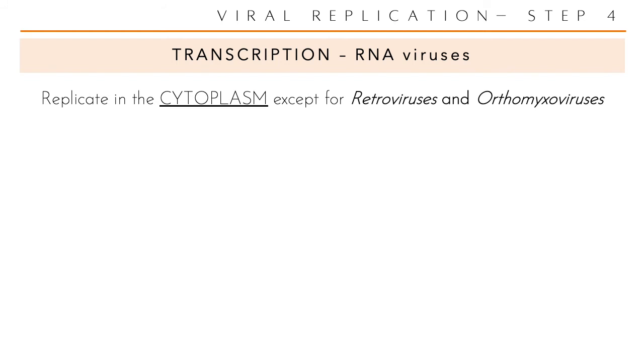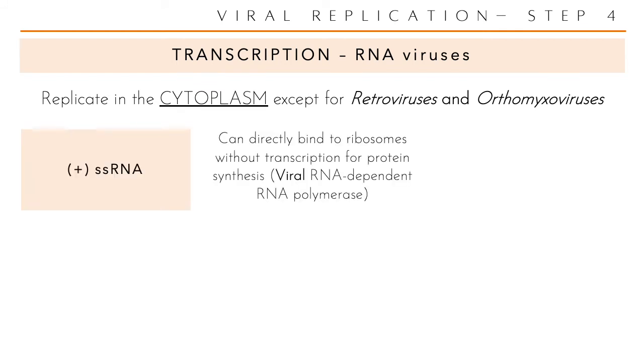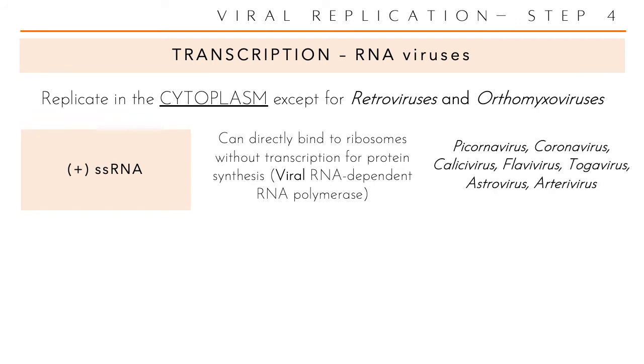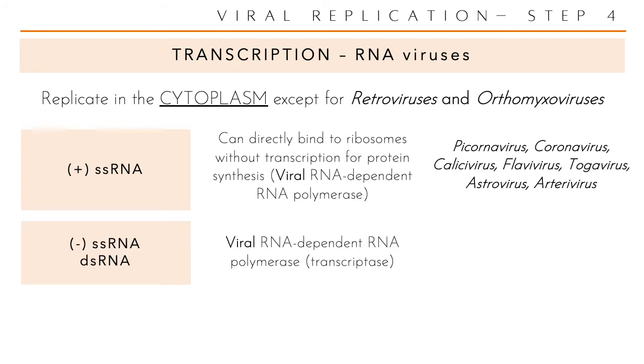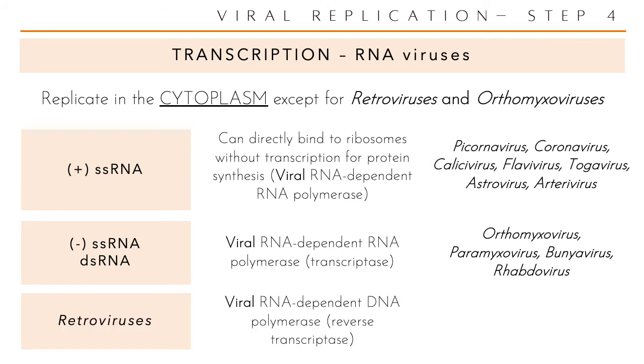Okay? So what's the breakdown for this group? It's kind of wordy for now, but this will help. For positive sense ssRNA, they directly bind to ribosomes, as I discussed earlier, without need for transcription because they're already the correct format for the mRNA. They use the viral RNA polymerase. For negative stranded RNA, they use the same viral RNA polymerase. The other name for that is transcriptase. However, in retroviruses, which carry a reverse transcriptase, that reverse transcriptase is theirs as well.